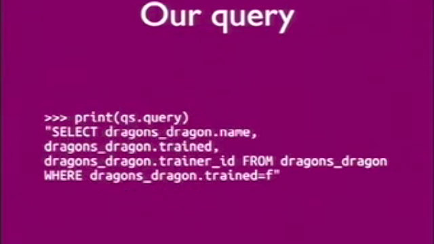And we can print this query, and using the dialect of SQL known as the amount of syntax I could be bothered to type, we have some actual SQL. Excellent. That's good. We're selecting the name, the trainer, and the trainer ID from Dragon's Dragon, where trained equals false. Good.